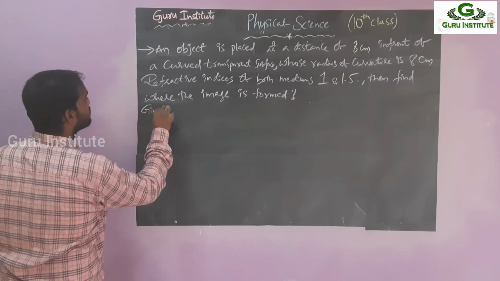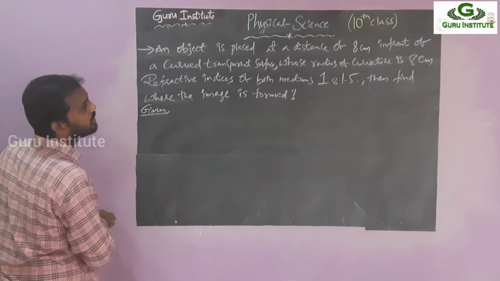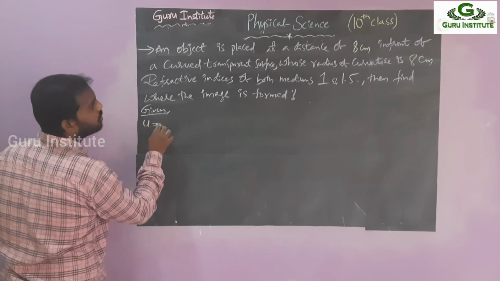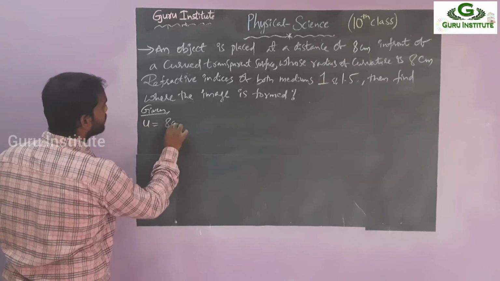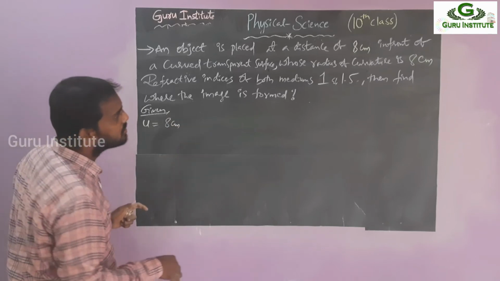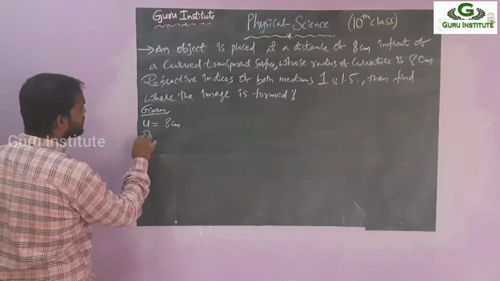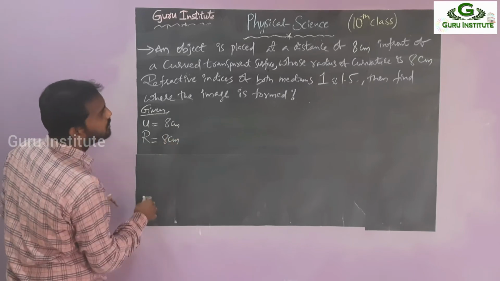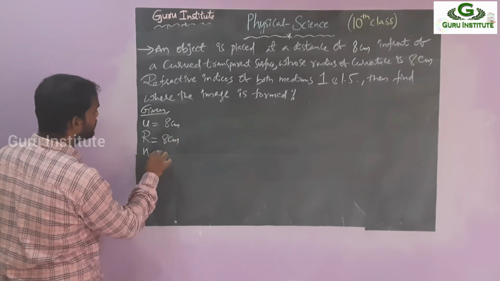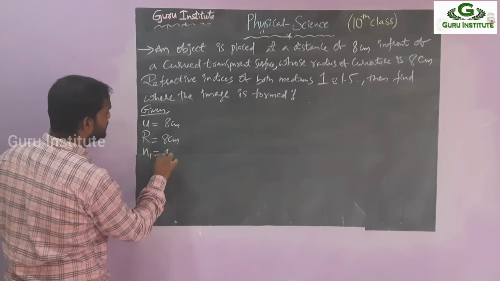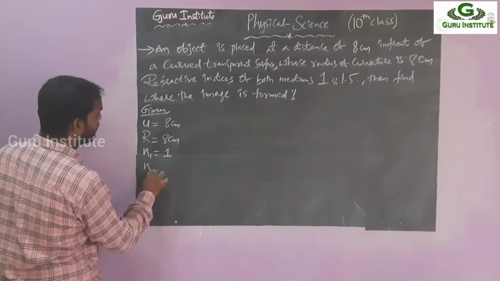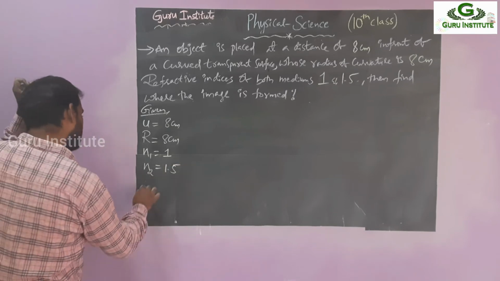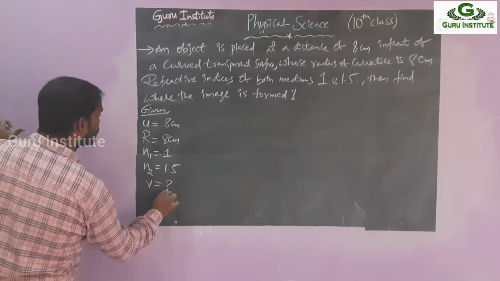Given: the object distance u is 8 centimeter, so for this also we can apply the sign rules. The radius of curvature is also 8 centimeter. Both are the same. The refractive indices: the first one is 1, I think it's air, and the second one is 1.5. Whatever it may be, he has given that. Then he is asking where the image is formed, that is the position.